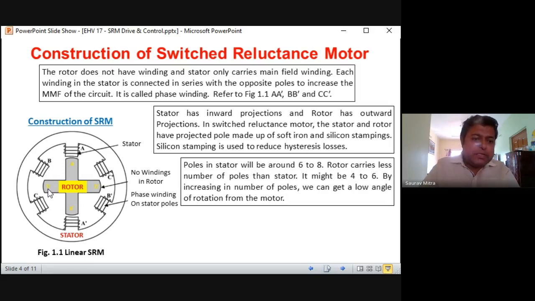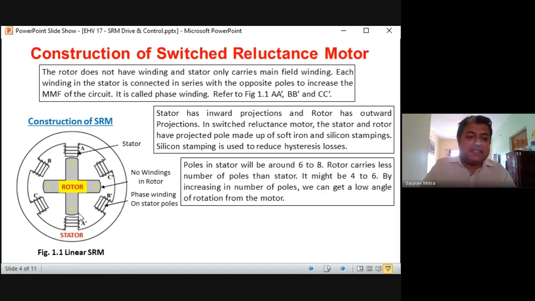So just give one pulse, and suppose this B is rotating clockwise, and it will come in front of B dash. So in this case, if this rotor rotates one step in clockwise direction, this BB dash rotor poles will come in front of the stator pole B dash. In that case, this AA dash will shift. AA dash will come in between AC and A dash C dash.